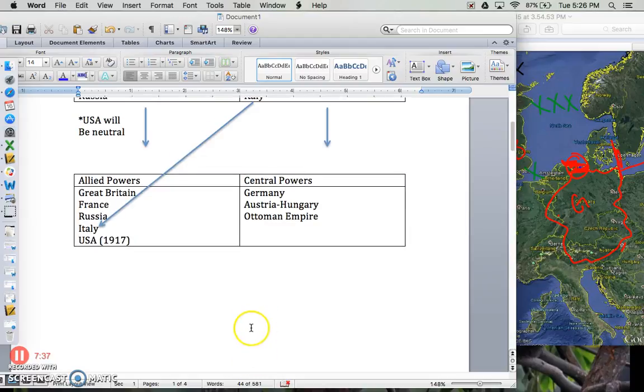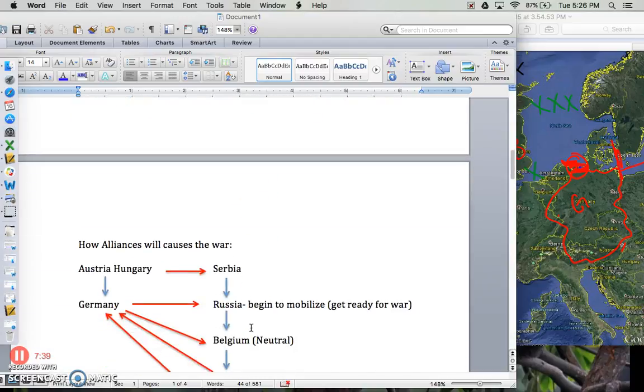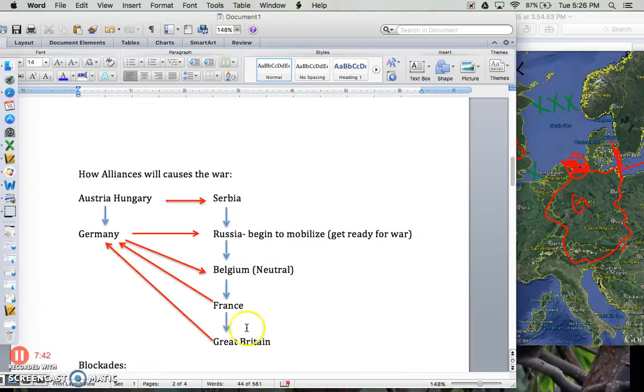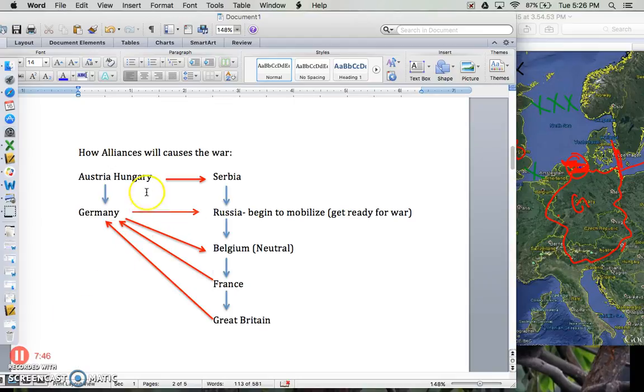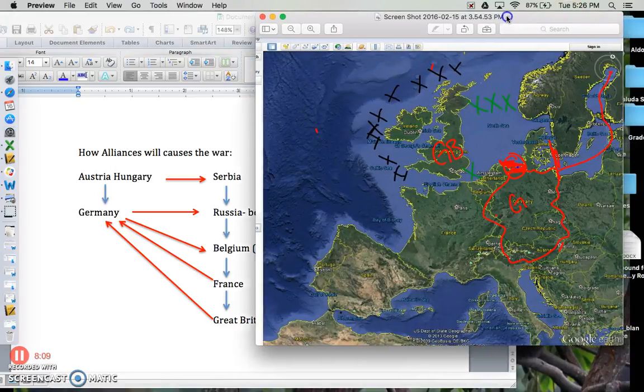And I'm going to show you right now how these alliances are going to cause a war. So this is going to give you a breakdown of how alliances are going to cause this war to happen. When the assassination of Archduke Franz Ferdinand happens, Austria-Hungary is going to declare war on Serbia, and they're going to demand a lot of things from Serbia to right the wrong of the assassination. Serbia is a very small country. It's kind of weak.